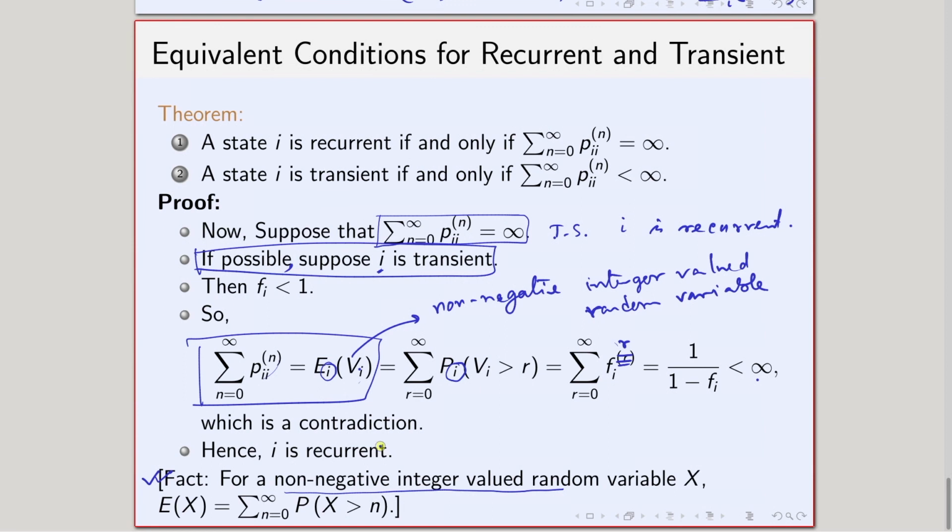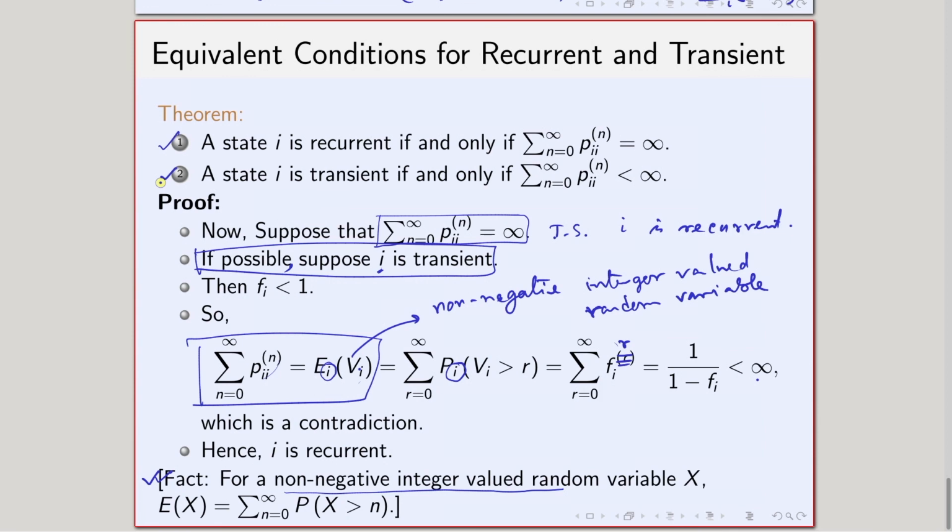Okay. So, that completes the proof, and as I mentioned, these two conditions are very helpful to prove different kinds of results regarding Markov chains, to check whether for a given Markov chain a given state is transient or recurrent. These two results can be used.